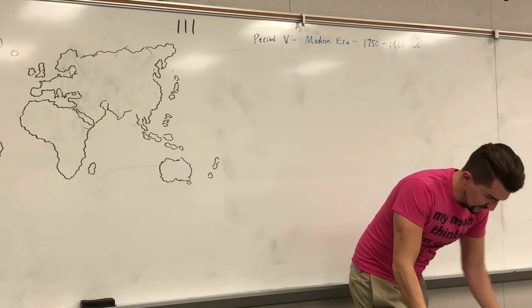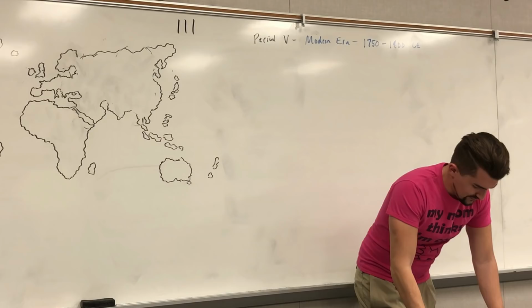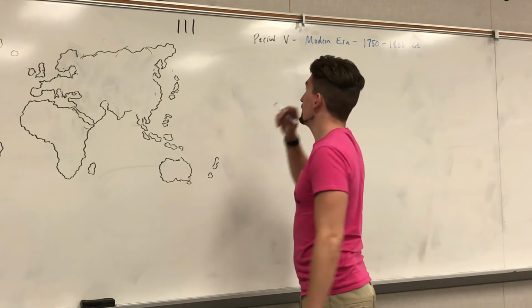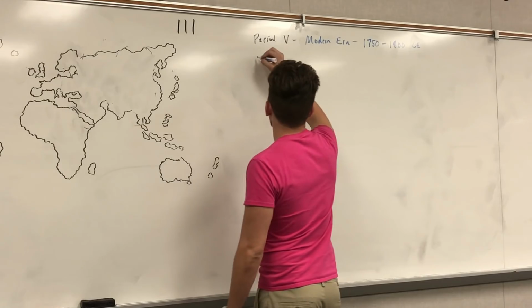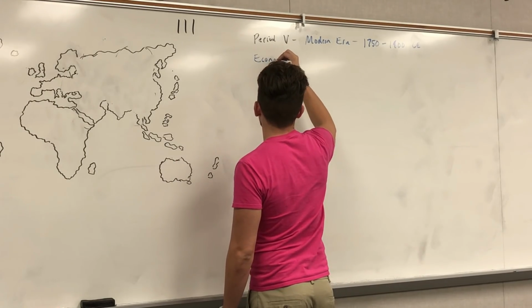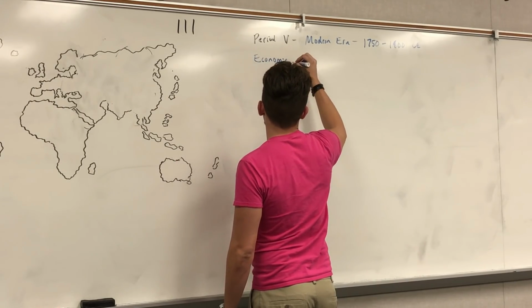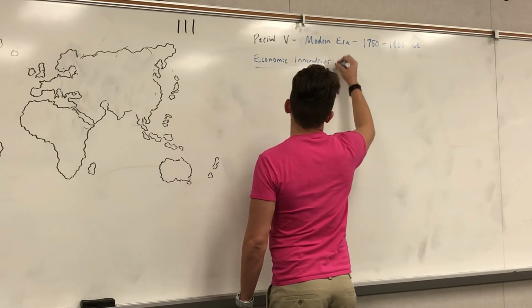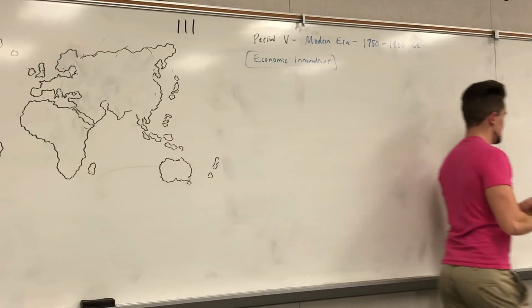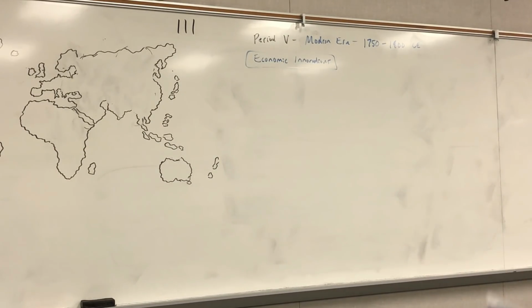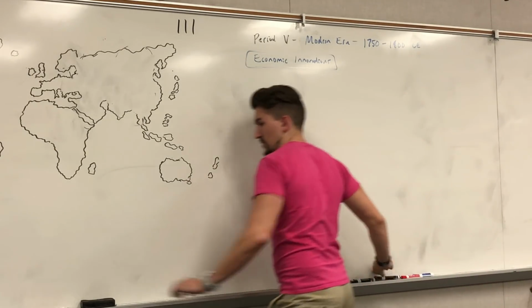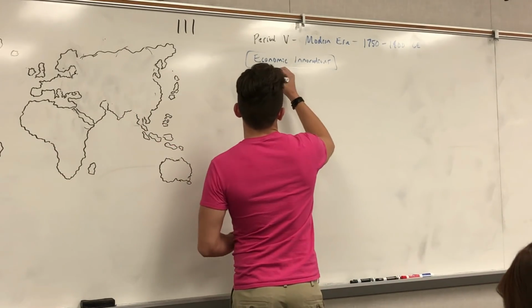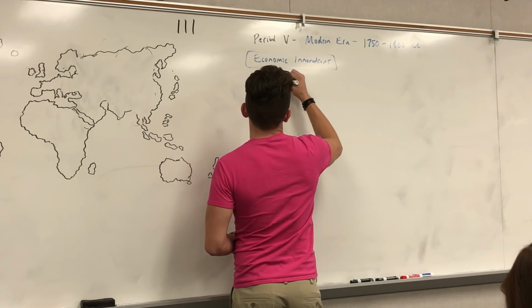We'll start with economic system innovation. So let's first establish what we had as far as economic systems go in the early modern era. What were my dominant economic systems? Mercantilism. That is correct. And refresh my memory, what was this again? Fixed wealth system. Yeah.